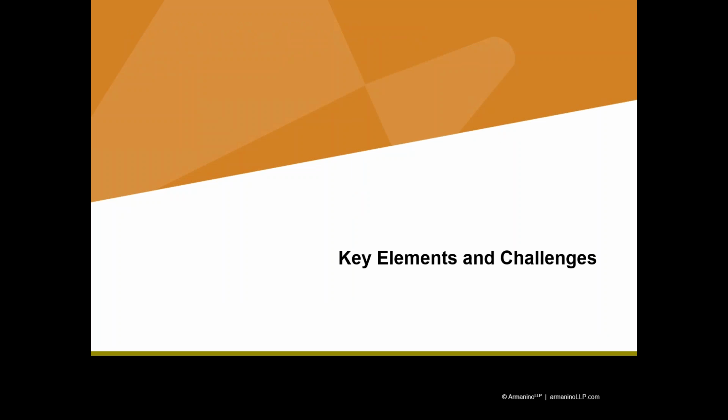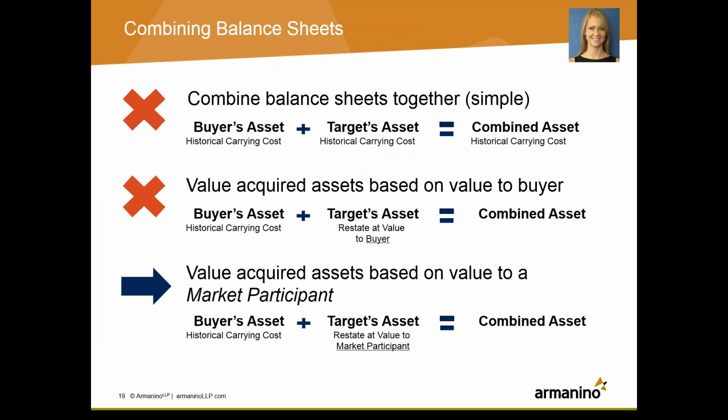Okay, now Nadia Carey is going to discuss key elements and challenges. Good morning, everybody. So we just saw the breakout of the intangible assets and how they get added to the balance sheet. Here we will go over how to combine these balance sheets and what value the target's assets should be listed at on the new balance sheet. The first two options on this slide are incorrect. The target's assets should not be listed at their historical carrying cost, which could be zero if it's technology and never made it to the balance sheet in the first place.